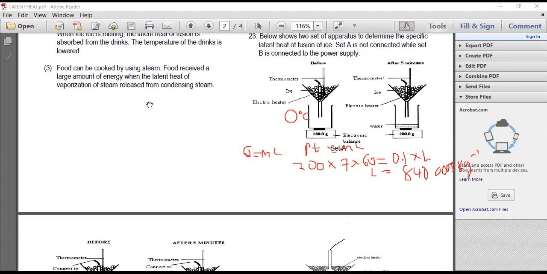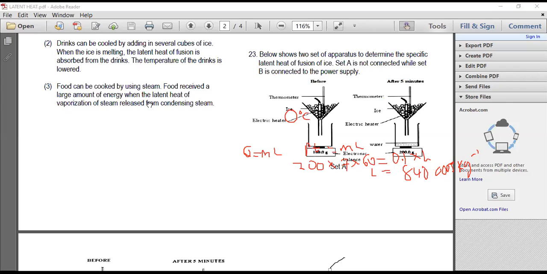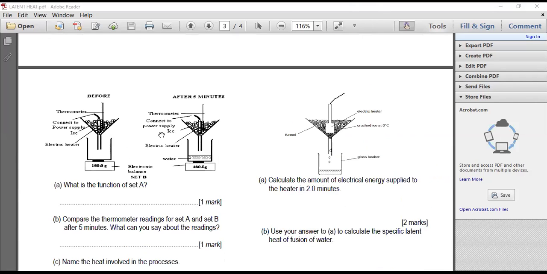Next, number 23. The diagram shows two sets of apparatus to determine the specific latent heat of fusion of ice. Set A is not connected, while set B is connected to the power supply. So the question is asking, what is the function of set A?